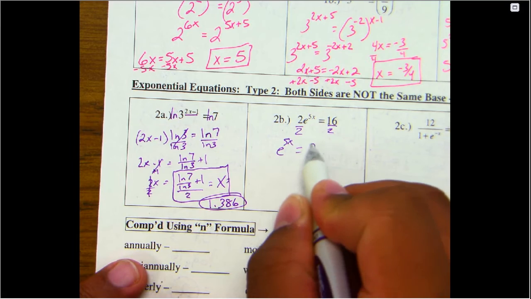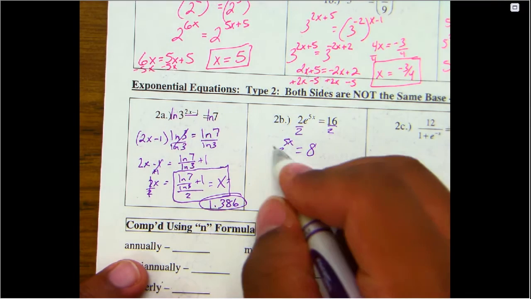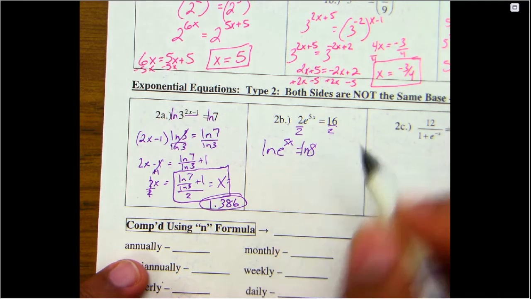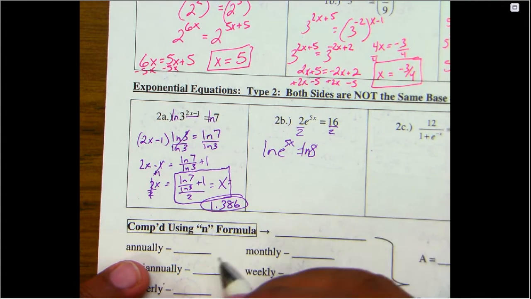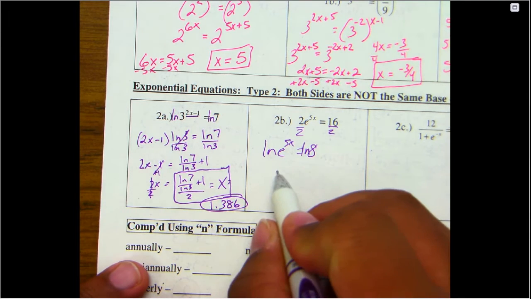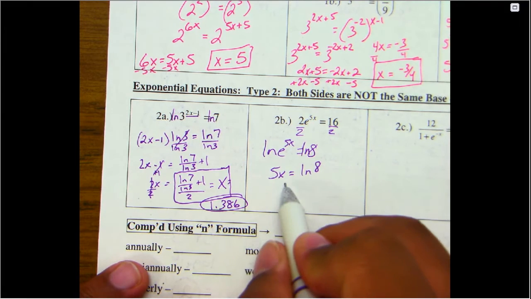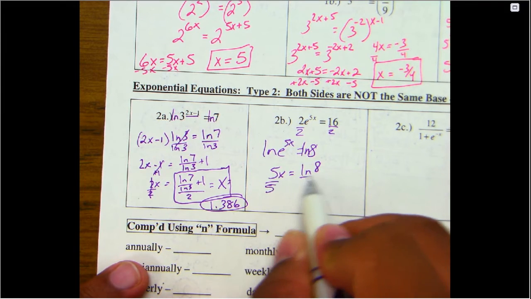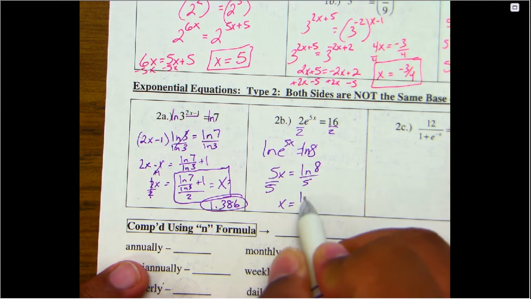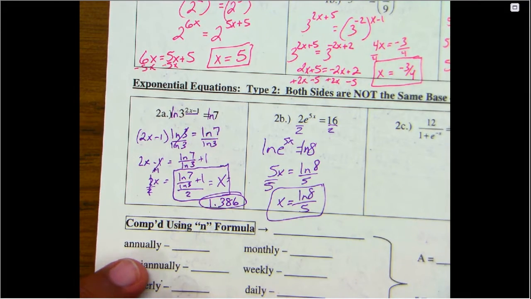So e to the 5x equals 8. Now what should I do? Ln. Yes. See, this one we don't have to worry about moving it to the front because ln cancels out e. So it just gives me 5x equals ln of 8. And so I simply divide by 5. So x equals ln of 8 over 5.